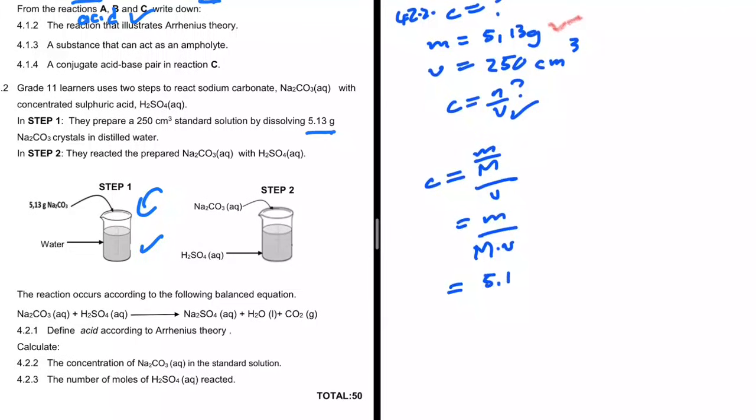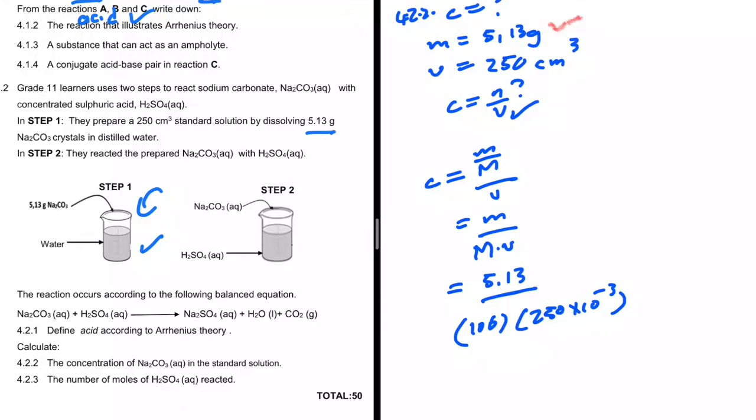The mass is 5.13, and then the molar mass: sodium is 23, so we have 23 multiplied by 2, and then carbon is 12, oxygen is 16 multiplied by 3, and we get 106, multiplied by the volume, which will be 250 times 10 to the minus 3. We are converting it to decimeter cube by doing that. So 106 multiplied by 0.25.